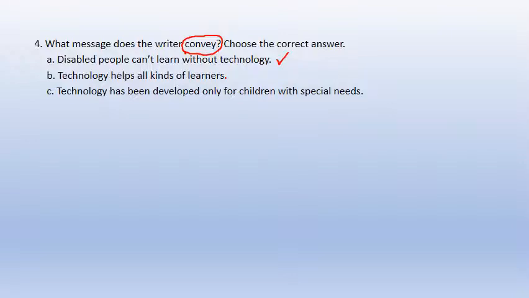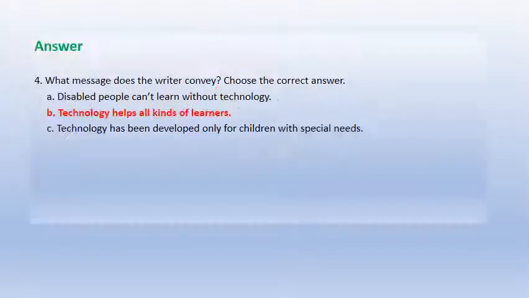Or is it that technology helps all kinds of learners? Or is it that technology has developed only for children with special needs? Of course, it's not this. Technology is for everybody. Disabled people can't learn without technology? They can learn, but it has helped them a lot. So the best answer would be technology helps all kinds of learners, the disabled and the not disabled people, the people who want to improve themselves and want to get better jobs. So the answer is B.